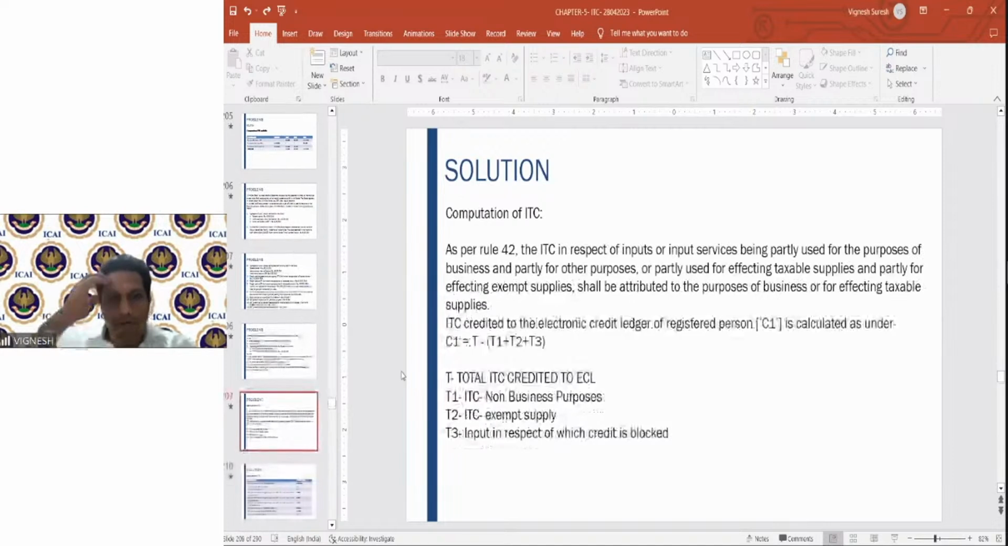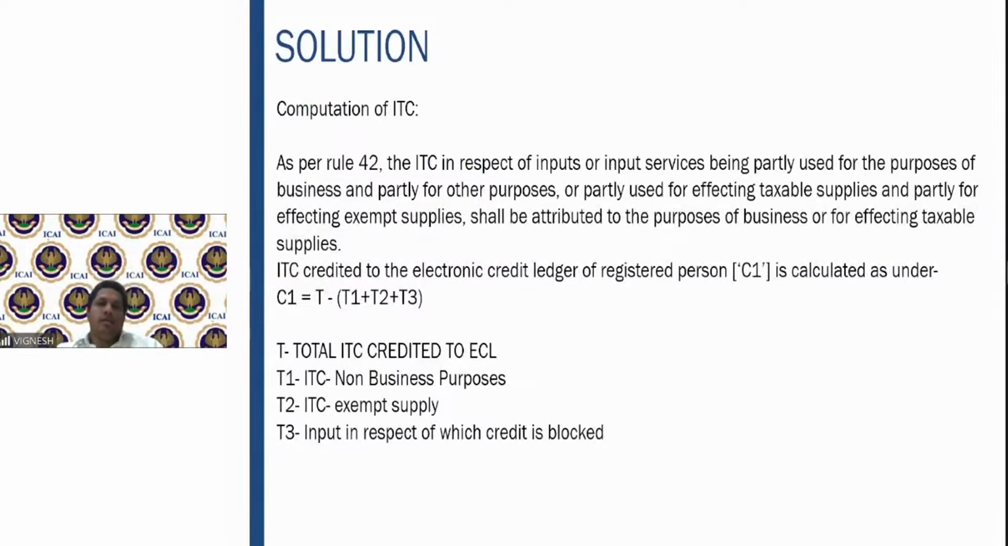So first, what we will see is calculating the input tax credit. The important point to understand is the computation of ITC for partly business and partly other purposes, and for that you have to apply the rule as per Rule 42. So what is Rule 42?